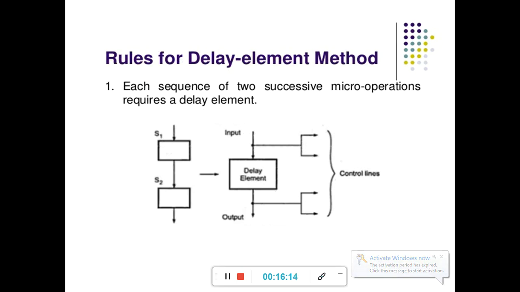Here are some of the rules of the delay element method. Here we need to maintain 4 delay element rules. Apart from that 4, number 1, each sequence of 2 successive micro operations requires a delay element. For example, for sender and receiver or operating a delay element, there are some micro operations required for a delay element. So only we can take state 1, state 2 and then the delay element, and without control signals we can't do anything. Such a matter is shown in the schematic sketch.